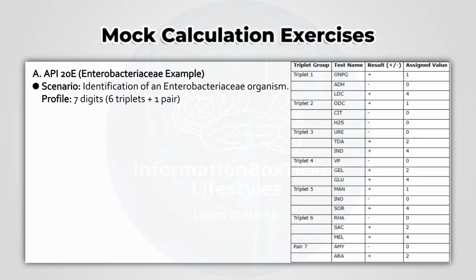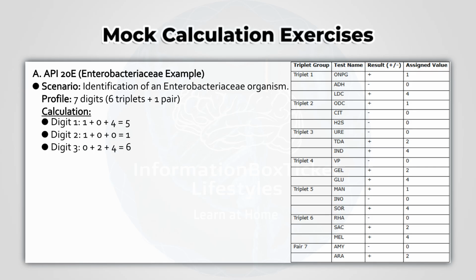Triplet 1. ONPG is positive, so it gets a value of 1. ADH is negative, so it gets 0. LDC is positive, so it gets 4. Adding these gives the first digit, 5. Triplet 2. ODC is positive, giving 1. CIT is negative, 0. H2S is also negative, 0. So the second digit is 1. Triplet 3. URE is negative, 0. TDA is positive, 2. IND is positive, 4. The total is 6. Triplet 4. VP is negative, 0. GL is positive, 2. GLU is positive, 4. Together, these give 6.